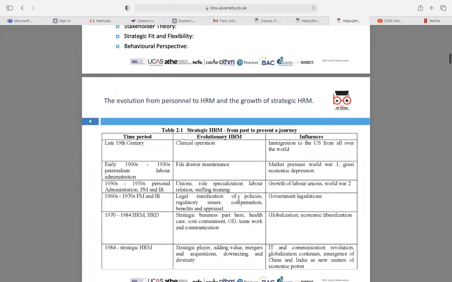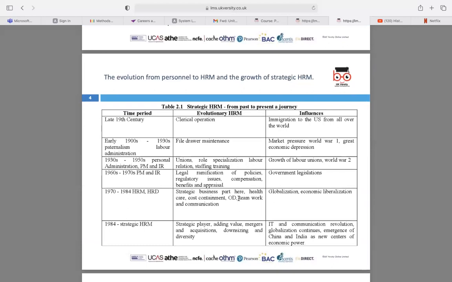Now we're just going to move on to the evolution from personnel to HRM and the growth of strategic HRM. This table or chart essentially explains the changes to human resource management that happened from the past to the present. You have time periods listed and what evolution took place and why. For example, in the 19th century, you had clerical operation, and what influenced that was basically immigration to the US from all over the world.